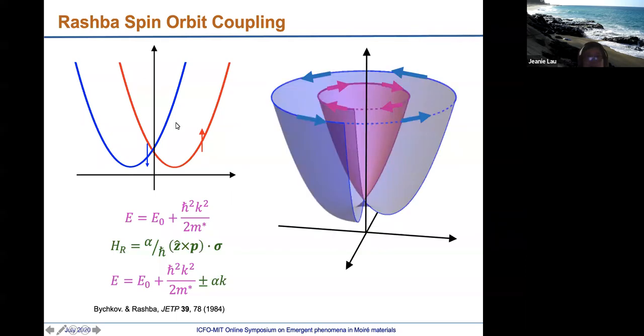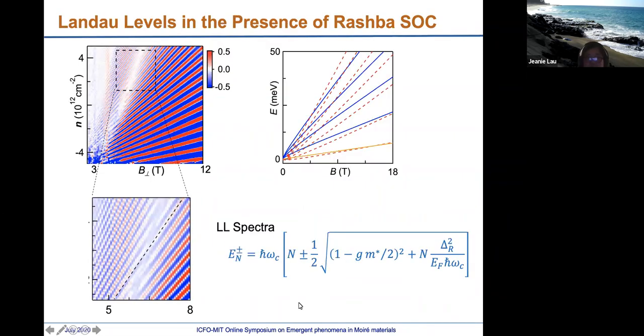Of course, that's a cartoon figure. A little bit more realistic cartoon figure is like this. This arrow here indicates the spin direction, so the spins are in plane. One is going clockwise, the other is going counterclockwise, and they are spin split. Okay, with this in hand, we can understand our data.